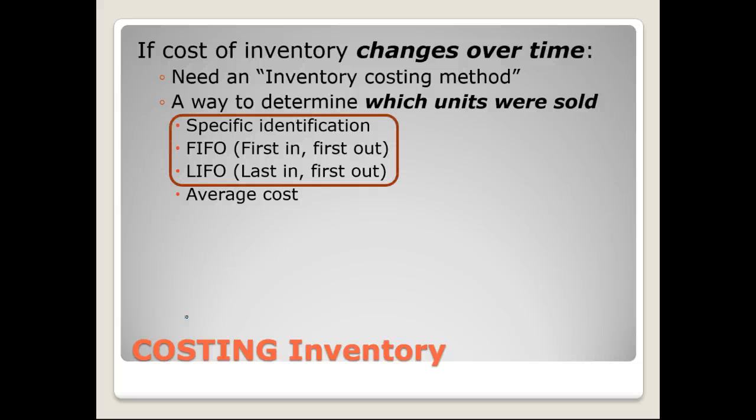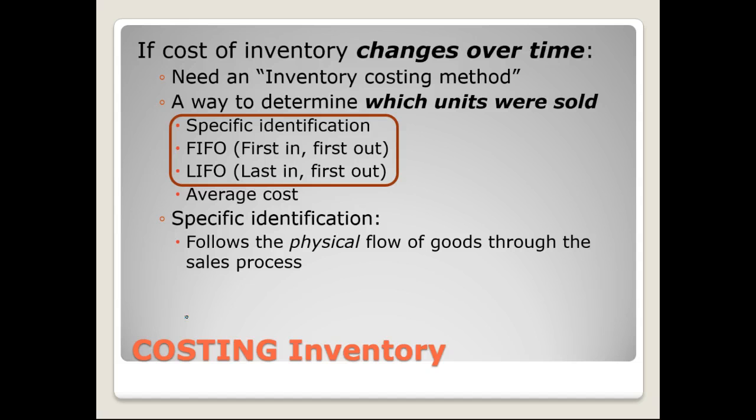There are 4 methods. We are going to focus on 3 of them in this chapter: specific identification, first in, first out, and last in, first out. You will see the average cost method in your book, and if you'd like to check it out, I welcome you to do that. The specific identification method actually follows the physical flow of goods through the sales process.